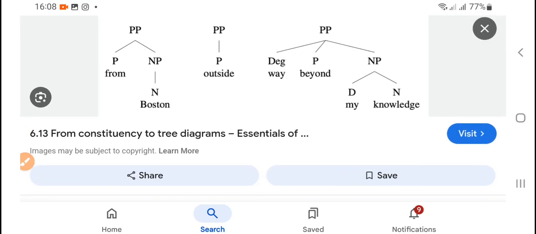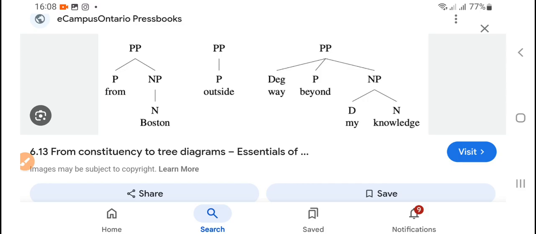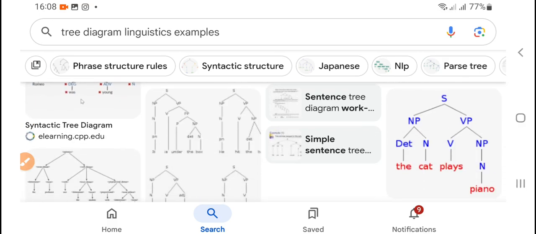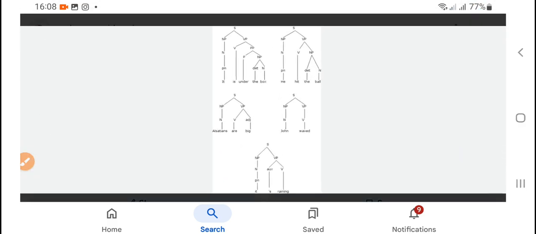Yes, from Boston, outside, way beyond my knowledge. From Boston, that's a prepositional phrase. Okay. Outside, preposition, prepositional phrase, way beyond, way, right? So that is degree, a degree of preposition, right? Position. And then beyond, a preposition, and the noun phrase is my knowledge, right?